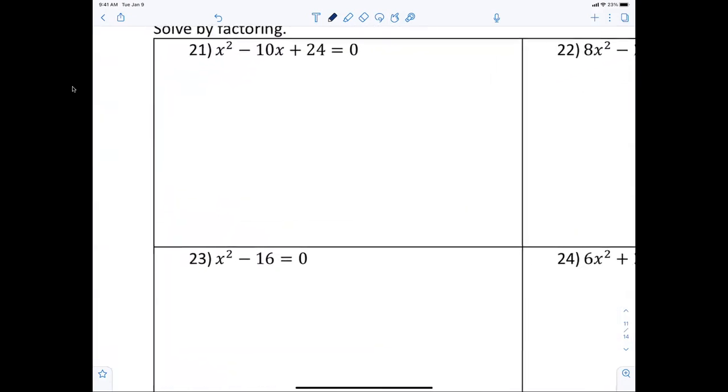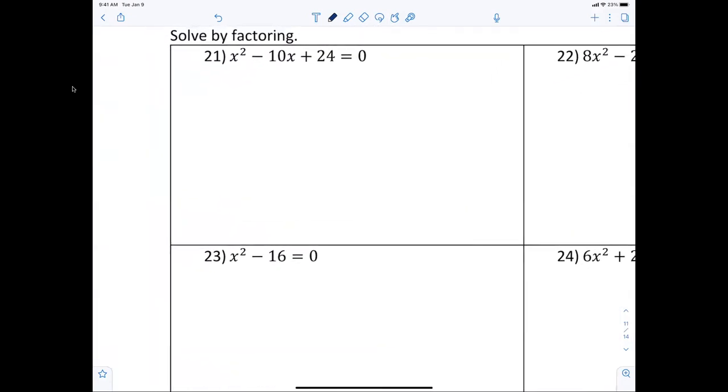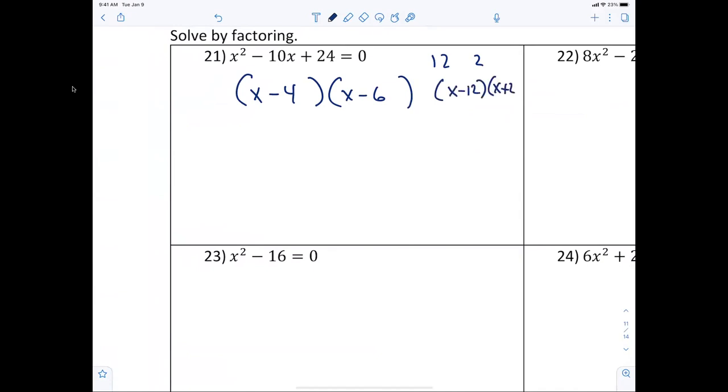All right, so number 21 is a good one. What does that factor to, guys? Yes, x minus 4 and x minus 6. Now 12 and 2 also works. What's wrong with 12 and 2? If you were to factor it, it would be x minus 12 times x plus 2. That's negative 10. And that's negative 10. But it also doesn't make negative 24. That's correct. Negative 12 times positive 2 would make this a negative 24.